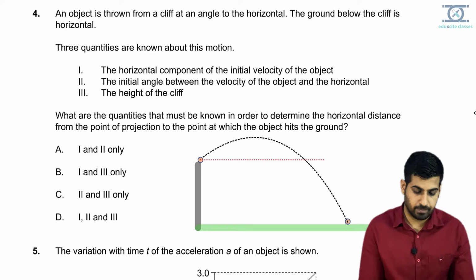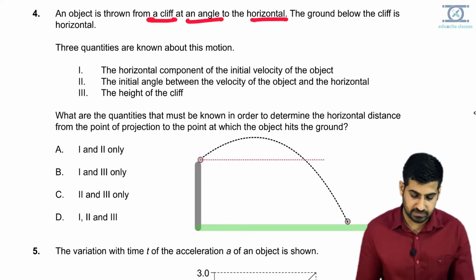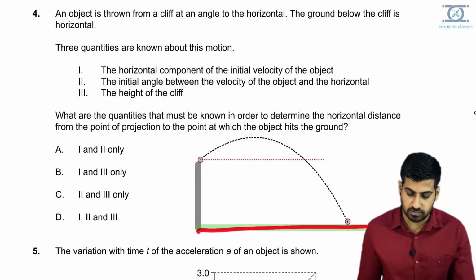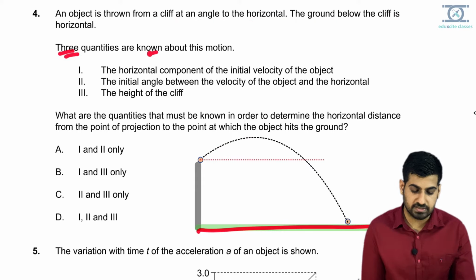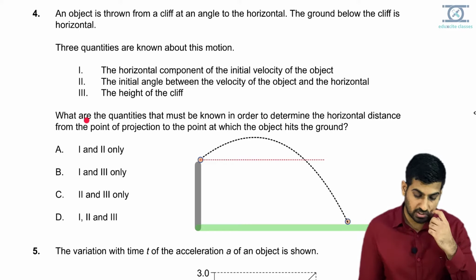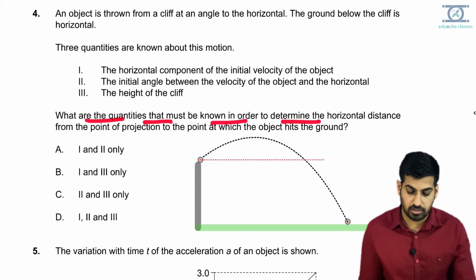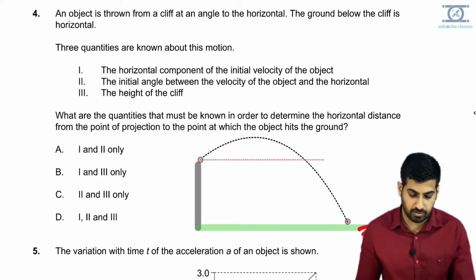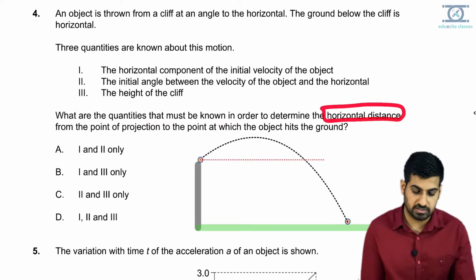Question number 4. An object is thrown from a cliff at an angle to the horizontal. This is a cliff and it is thrown with an angle with the horizontal. The ground below the cliff is horizontal. So three quantities are known about this motion. What are the quantities that must be known in order to determine the horizontal distance from the point of projection till it reaches the ground? So this I have already made. What are the values we should know to calculate the horizontal distance in a projectile?